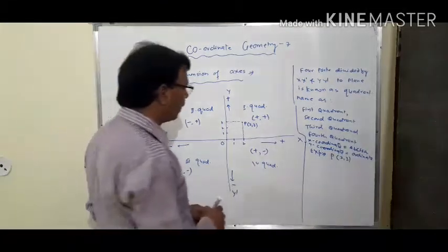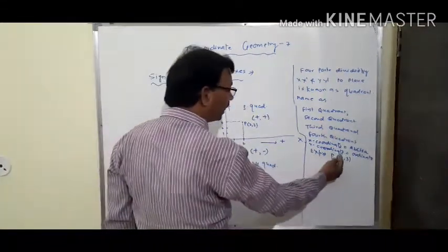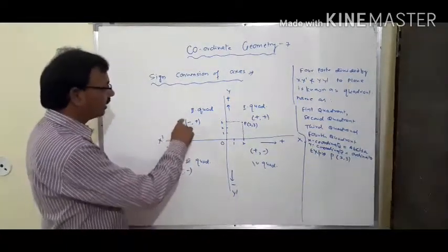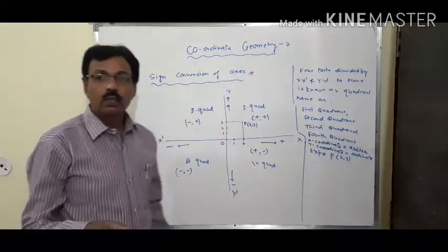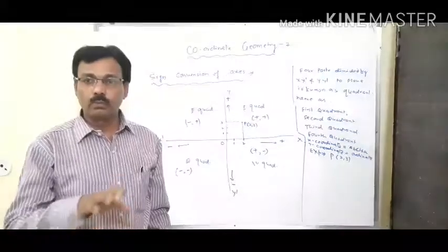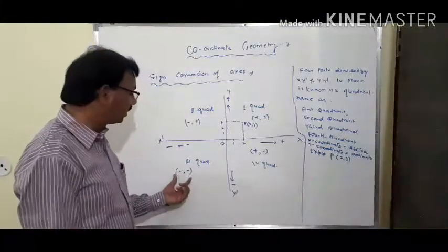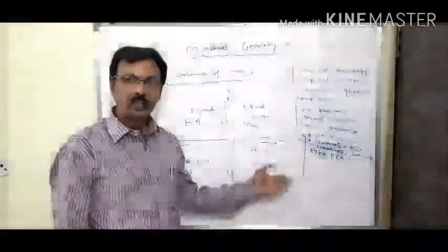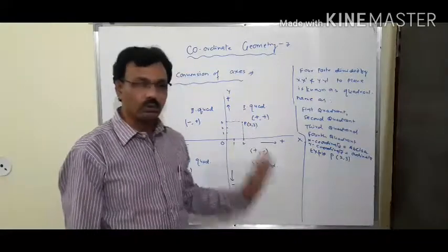Now if any point has a negative x coordinate and a positive y coordinate, then this point lies in the second quadrant according to sign convention. If the signs of both coordinates are negative, then it lies in the third quadrant. And if the abscissa is positive and the ordinate is negative, then the point lies in the fourth quadrant.